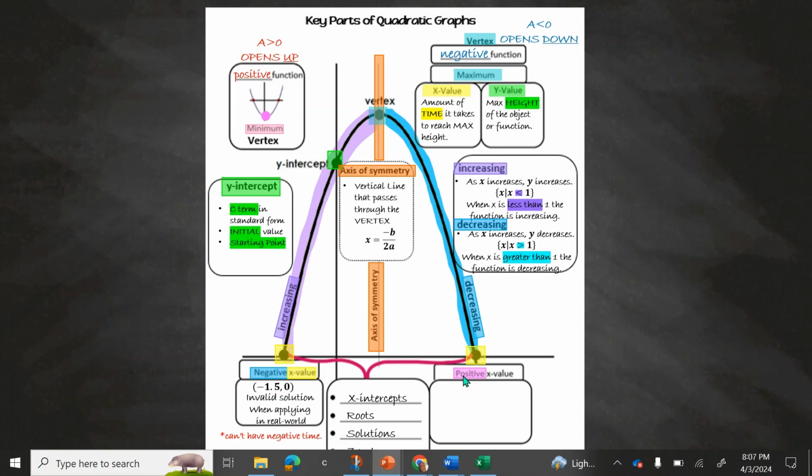Now this here is our positive x value. So in this example, 3.5 and 0. So this would be a valid solution. And this tells you how long the object was in the air. It does not tell you the distance that it went, but it tells you how long the object was in the air. So those are all the different key parts of a quadratic function.